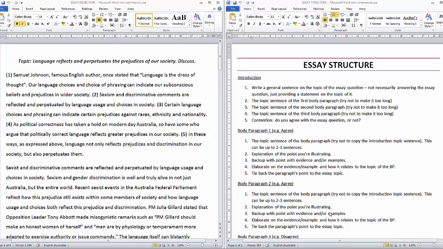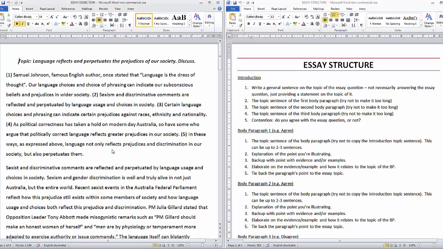So in this lecture we're going to be looking at the actual dissection of an actual essay. On the right side of my screen here I've got the essay structure, and on the left side of my screen here I've got an essay which we're going to analyze. Now what I'm going to do is match up this structure here and show you how it is being used in real life in an actual essay that I have written.